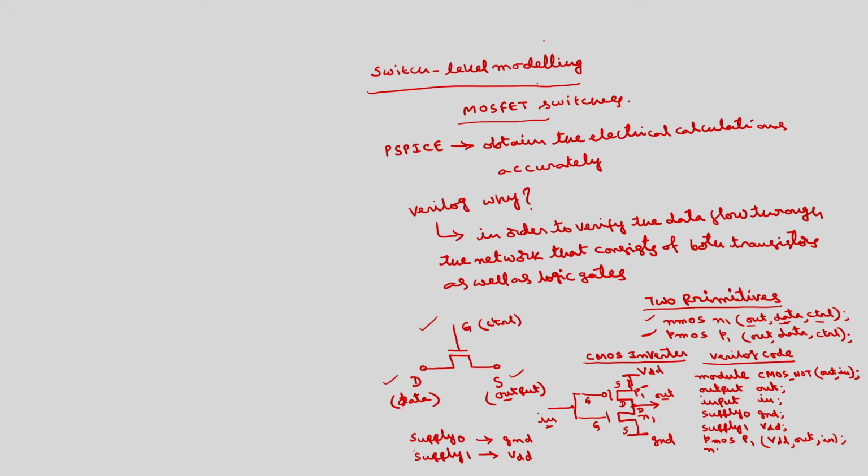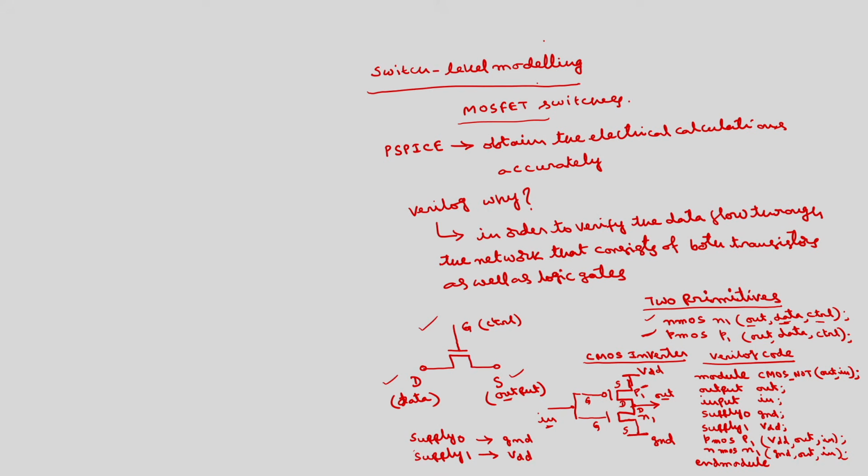Similarly, the NMOS transistor, N1. What is the source? Source is ground, so GND. Output is the drain. In both cases, output is taken from the drain, out, and both gates are operated at in only, so in. This is end module. So, this is how we can represent any of these CMOS based circuits using Verilog code.